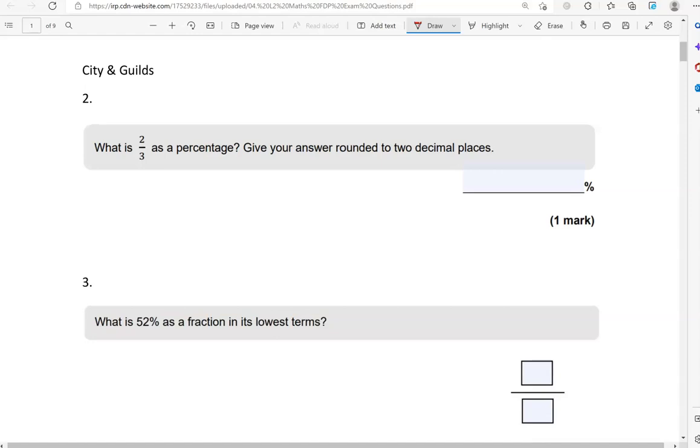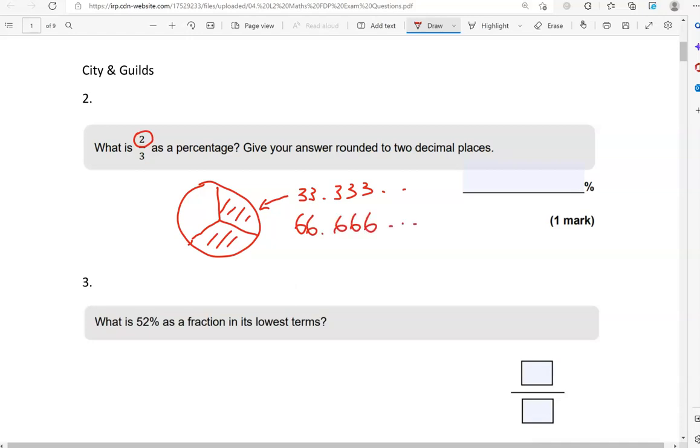What is 2/3 as a percentage? Give your answer rounded to 2 decimal places. So 2/3, you should imagine 3 equal parts, and you're taking 2 out of the 3. So 100%, the whole thing, if you divide it into 3 equal parts, what percentage is each part worth? It will be 33.333 and so on, each of these. But we're looking at 2 of them. So that's going to be 66.666 and so on. We've got to give our answer to 2 decimal places.